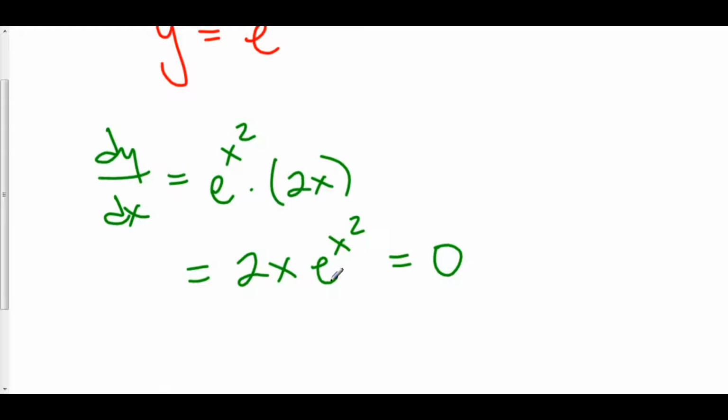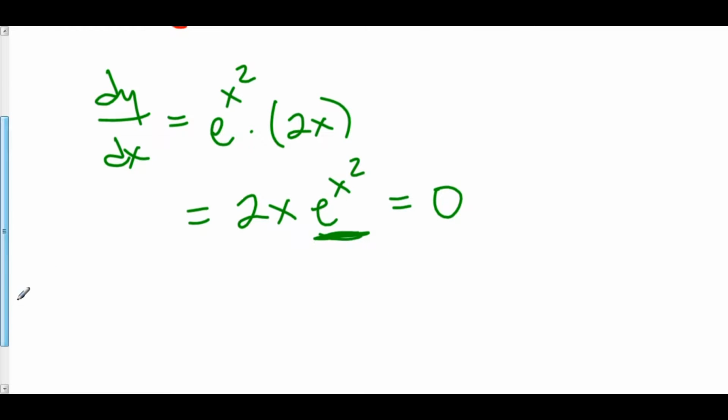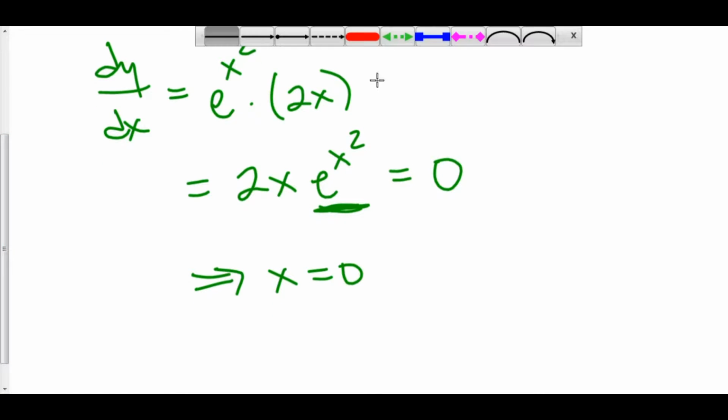Now, e to the stuff is never going to equal 0. The only way to make e to the stuff equal 0 is you have to let the stuff approach negative infinity. But that makes no sense. We're never going to approach negative infinity here. So this component right here, e to the x squared, that's always going to be positive. However, we have 2x. 2x is equal to 0 when x is equal to 0. So the only time when our derivative, dy over dx, is equal to 0 is when x is equal to 0. It's at this point that we're going to do our line analysis.